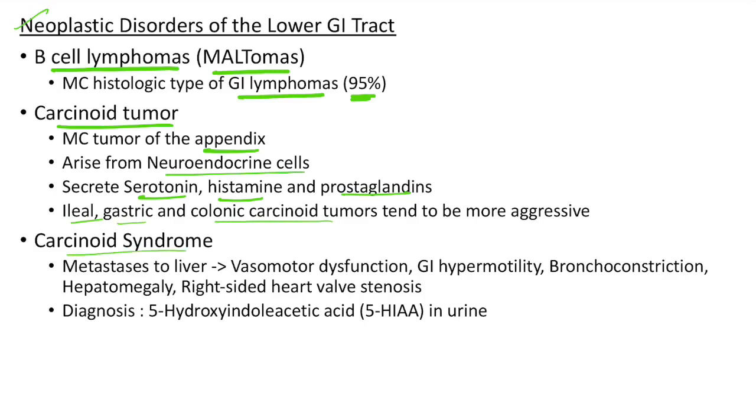Now let us see about carcinoid syndrome. It is metastasis of carcinoid tumor to liver. This causes vasomotor dysfunction, gastrointestinal hypermotility, bronchoconstriction, hepatomegaly, and right-sided heart valve stenosis. Carcinoid syndrome can be diagnosed using 5-hydroxyindoleacetic acid, that is 5-HIAA, in urine.